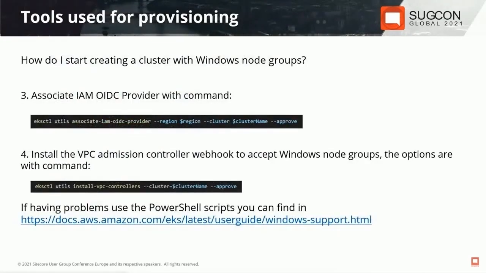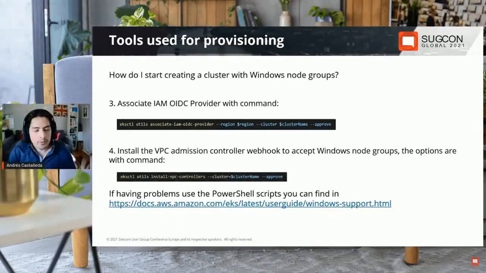And then the next thing is, to allow the Kubernetes cluster to integrate with IAM services, you have to enable the OpenID Connect provider on the EKS. That's what you see in the command in bullet 3. And then you need to install what I mentioned about to support Windows, the VPC admission controller webhook to accept the Windows node group to be registered, and that's what you see in bullet 4.